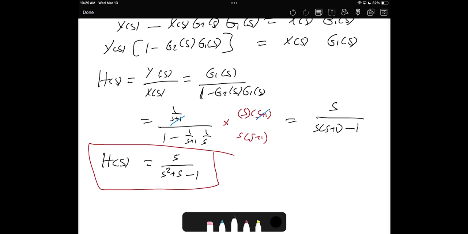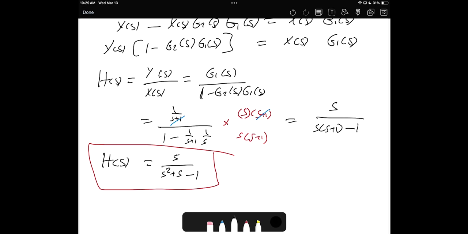So since we found the transfer function, we can use it later for the control class, by applying the PID controller, doing some closed loop analysis, etc. So you will learn it. But here, what you need to know about the feedback system is what we discussed here.